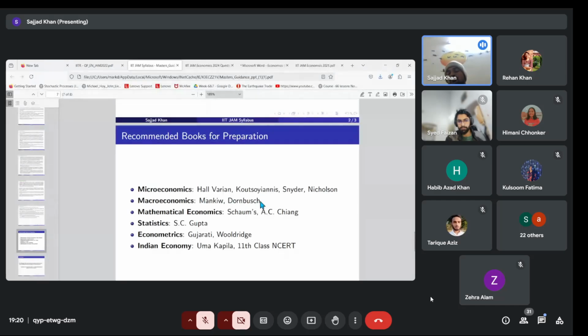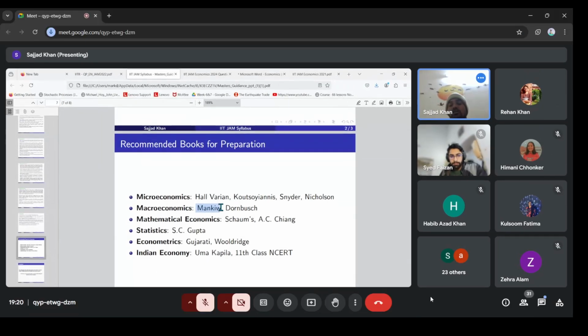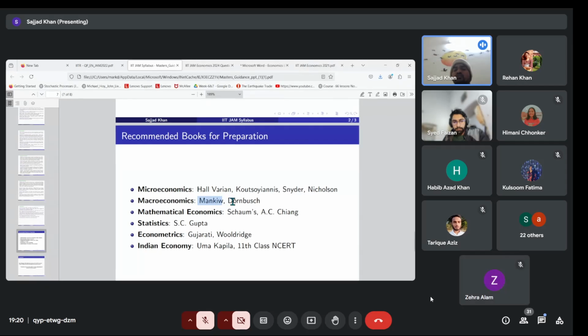And El Chalahuja is also a good book, but it is very lengthy. So I want to recommend MenQ to get basic knowledge about the classical, Keynesian, and neoclassical. So yeah, MenQ is a very good book. I think it will be a good start.